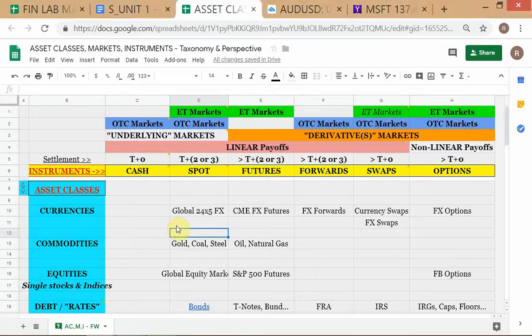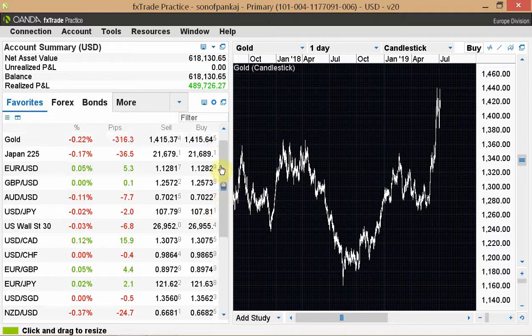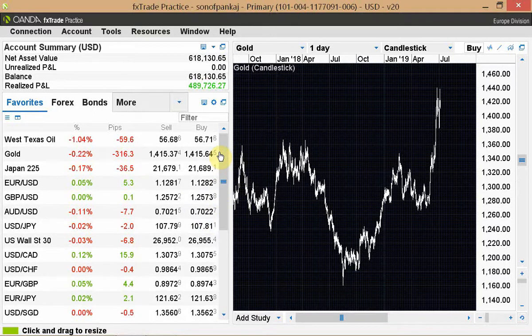What is this, Japan 225? Where is Japan? This one? Yeah. Okay, that's the most famous equity index in Japan. It's an index of 225 stocks, called the Nikkei 225. If you are following global markets news, you'll see they report on what the Nikkei is doing. So this is the Japanese equity index, like the Nifty 50 in Japan, or the Sensex in Japan.